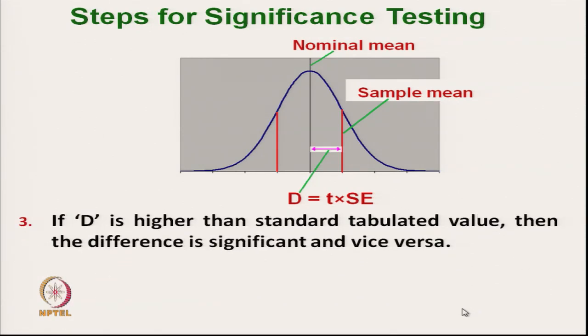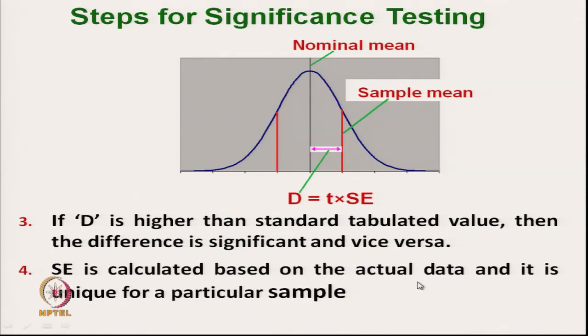Now, the third step is that if d is higher than the standard value, then the difference is significant. So, d is known. From d alone we cannot compare; we have to compare in terms of the t value. So, t is calculated as d divided by the standard error. Then the difference is significant, and vice versa.